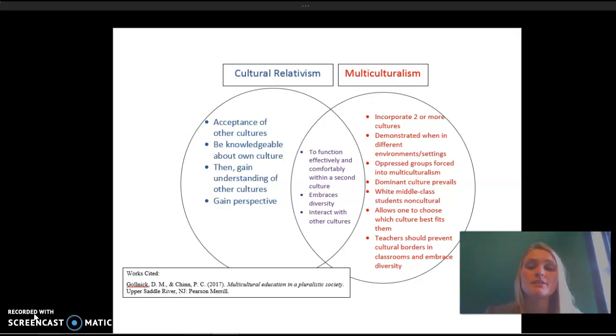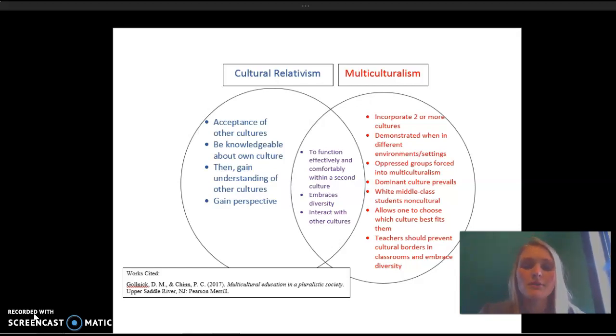Now, the oppressed groups may be forced into multiculturalism because if they're going to a predominantly white school, if an African American student, they may feel forced to kind of adapt to the white culture. Now, a lot of white middle-class students are kind of non-cultural because they're never really forced to learn about other cultures or adapt to other cultural settings.